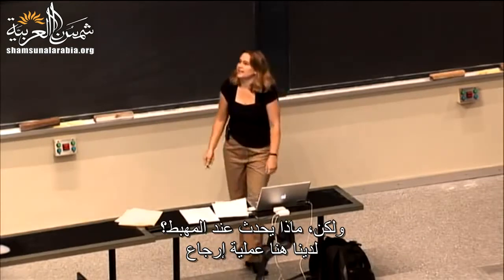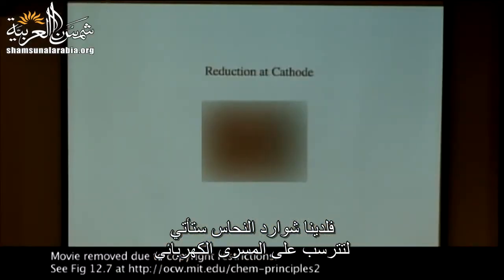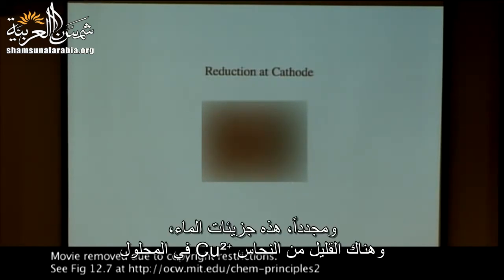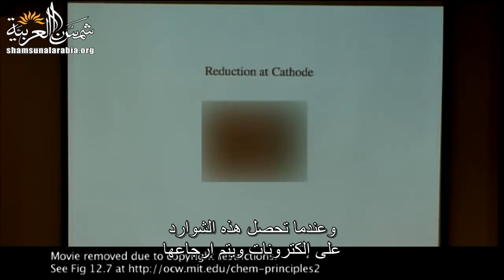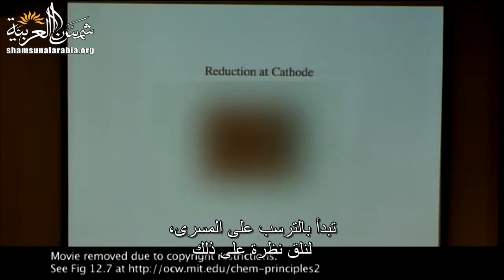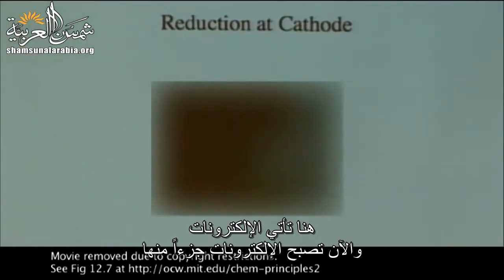So what's happening at the cathode? We have a reduction. Our copper ions are going to plate onto our electrode. Here in blue is the electrode, and again, the water molecules. Here's a little copper 2 in solution. When it gets electrons and gets reduced, it's going to start plating. So let's take a look at that. Oh, there come the electrons, and so now it becomes part of the electrode.